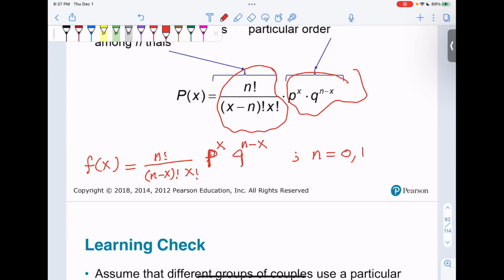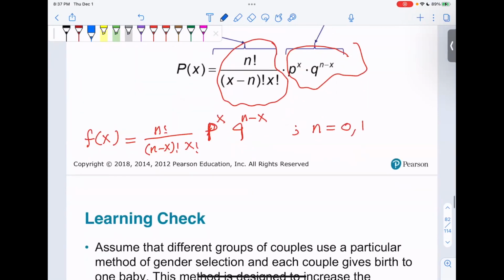So let's plug in x equal to 0. What will you see here? f of 0 will have 0 factorial, which is 1. And n, in this case, equals 1, which is one try. So this is X.